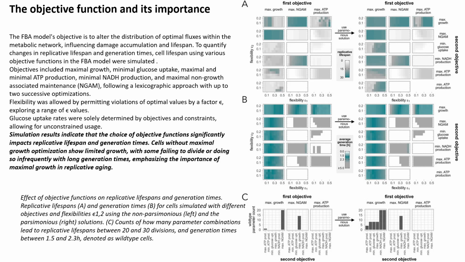Basically, cells without this maximal growth optimization showed limited growth. The importance of this slide is that I put it here just to give you an example about how taking different objective functions can mess with your results. So using the perfect optimization function for your particular scenario is very important.